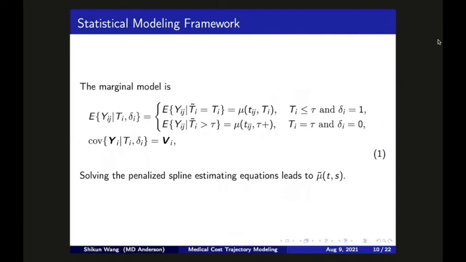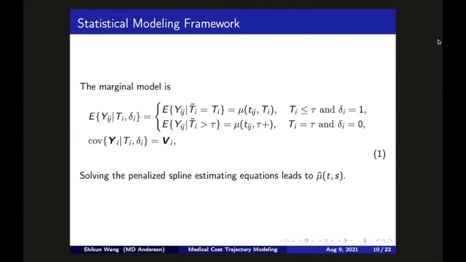At the initial stage, we only use data from patients who were not censored prior to TAL equals 120 months. The marginal model consists of a two-part bivariate mean model, including the mean model for patients who were dead before TAL and censored at TAL. The covariance model is decomposed by the product of a diagonal matrix and a correlation matrix.